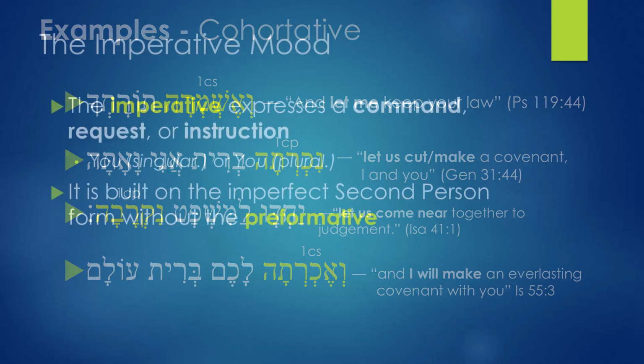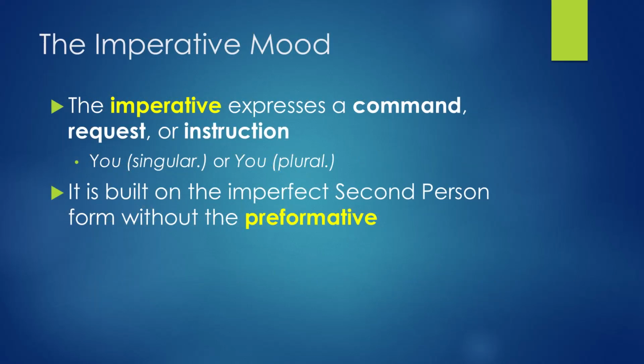Let's move on. We come to the imperative mode. The imperative mode expresses a command. It gives a command or an instruction, something you tell someone to do. It's only used in the second person. You're telling somebody, you do this, you do that, you go, you walk. So when you're translating it, you always use the second person, you singular or you plural. And again, it's built on the imperfect tense, but coming from the second person.